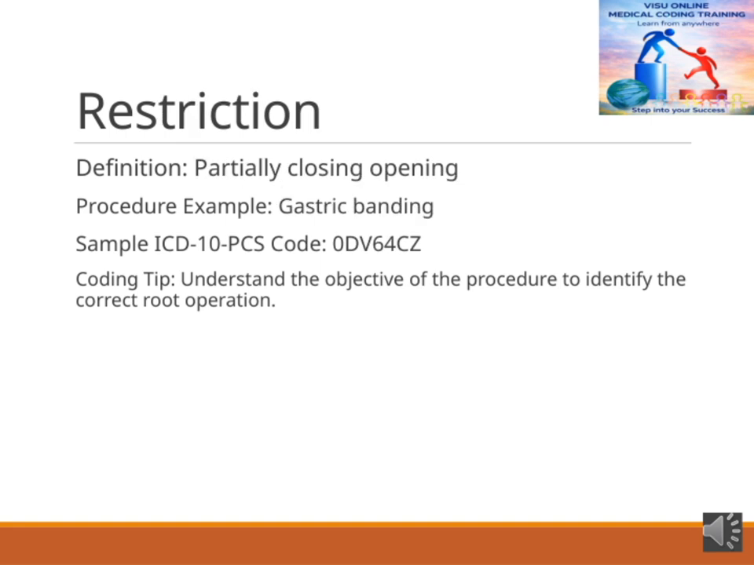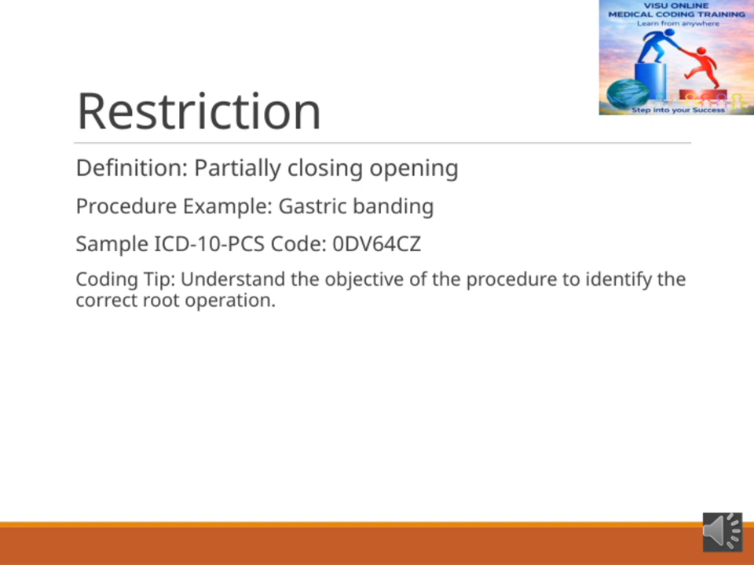Let's take a closer look at this concept of a partial closure of an opening. When we talk about this in the context of procedures, it essentially means that we're not completely sealing an opening, but rather partially closing it to achieve a specific purpose. An example of this is gastric banding, which is a common weight loss procedure. In coding, you'll see this represented by the sample ICD-10 PCS code 0DV64CZ. A key tip to remember here is to understand the objective behind the procedure.